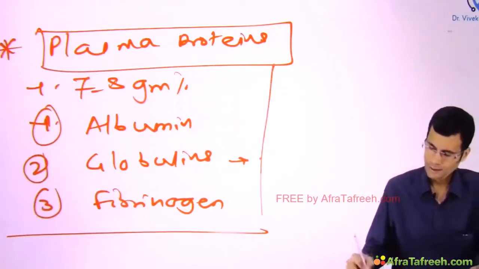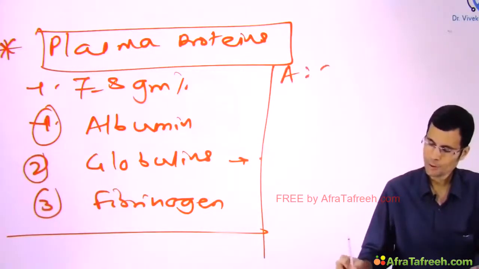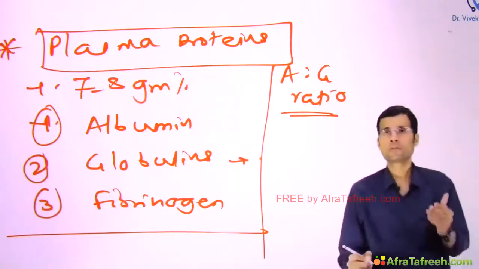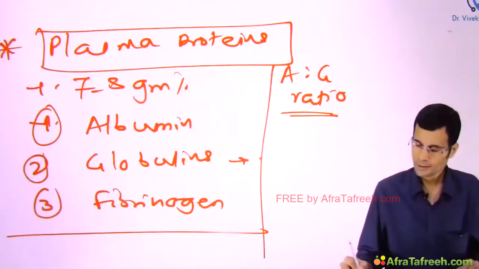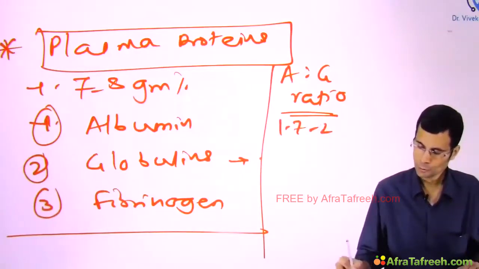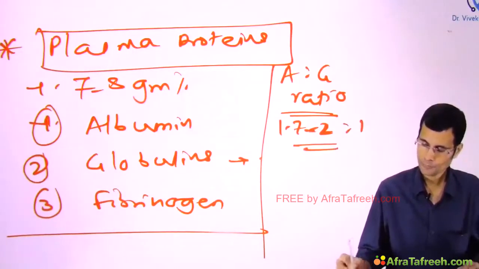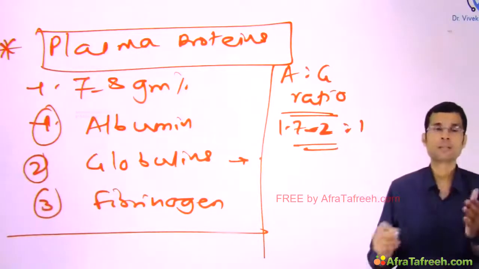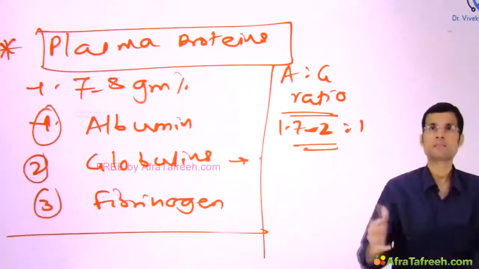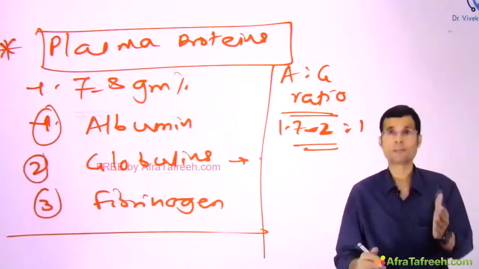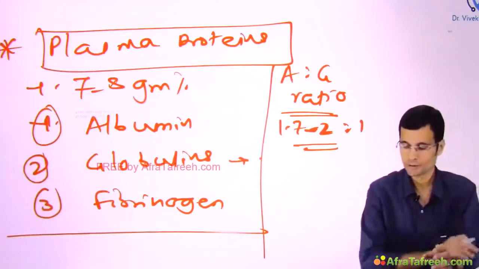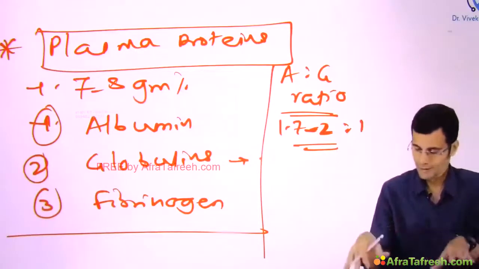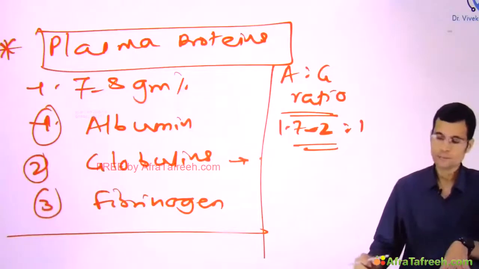In fact, there is something called the albumin to globulin ratio. The normal albumin globulin ratio is about 1.7 to 2 is to 1, and this ratio is said to be reversed in severe liver diseases, diseases of the liver parenchyma. So the liver synthesizes most of these plasma proteins.